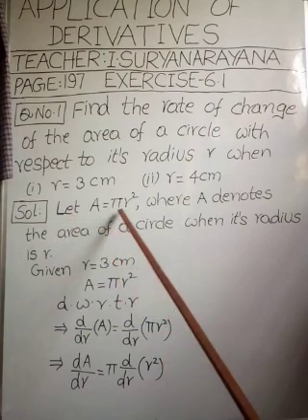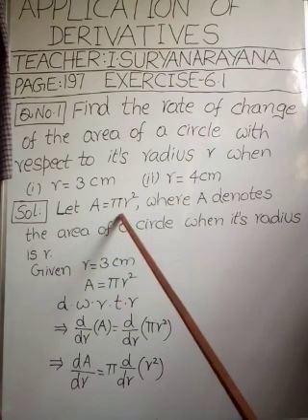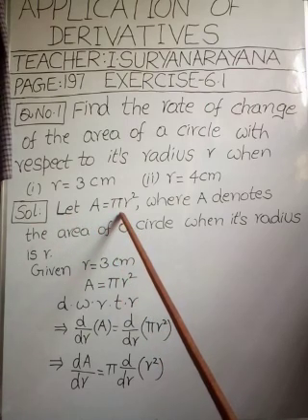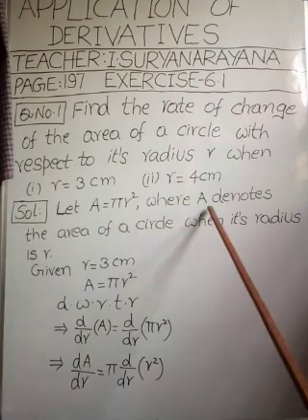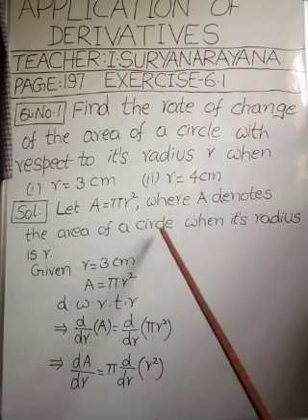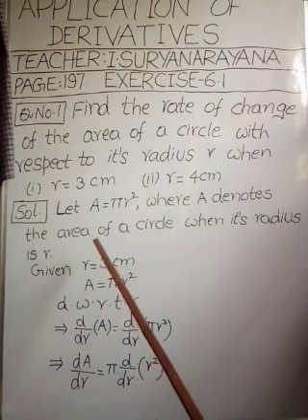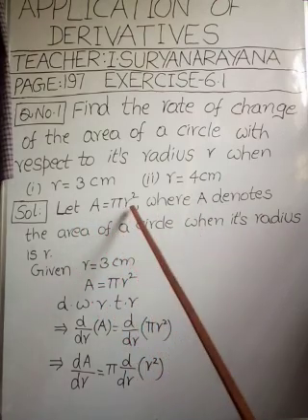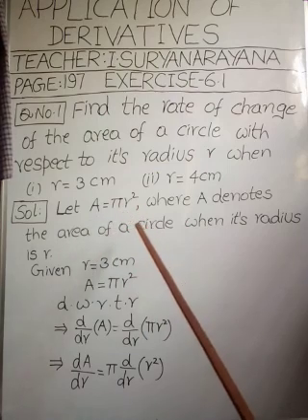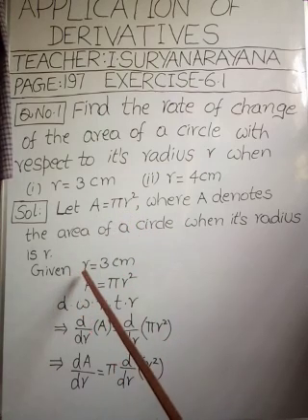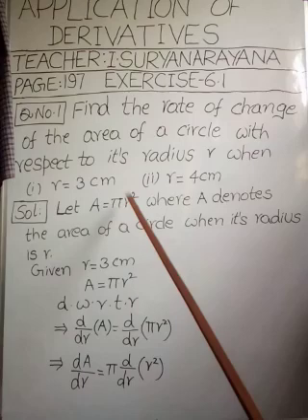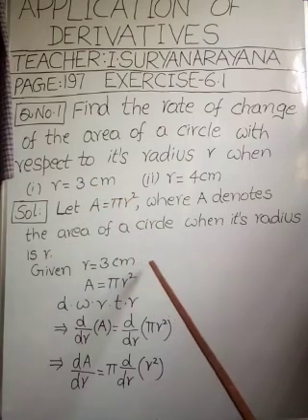Let A is equal to pi r square. Do you know this formula, my dear children? Area of a circle formula, pi r square, where A denotes the area of a circle when its radius is r units. Do you remember this formula? What is given here? R is equal to 3 centimeters. First condition, r is equal to 3 centimeters.